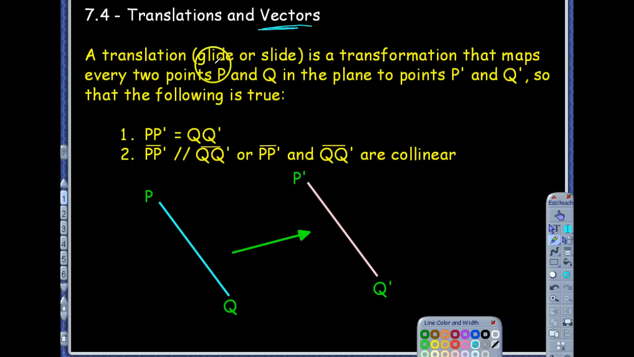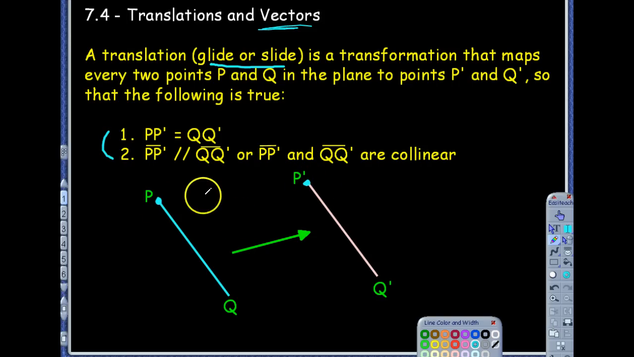A translation, a glide or a slide, you'll hear us say those things, is a type of transformation that maps, and how they word this is a little bit unusual, an origin or in a plane. It says it maps every 2 points. Now, you could map 1 point to another point or 3 points to another 3 points in a plane to points P prime and Q prime so that the following is true. These are the criteria. P is your pre-image, and your P prime is your image.